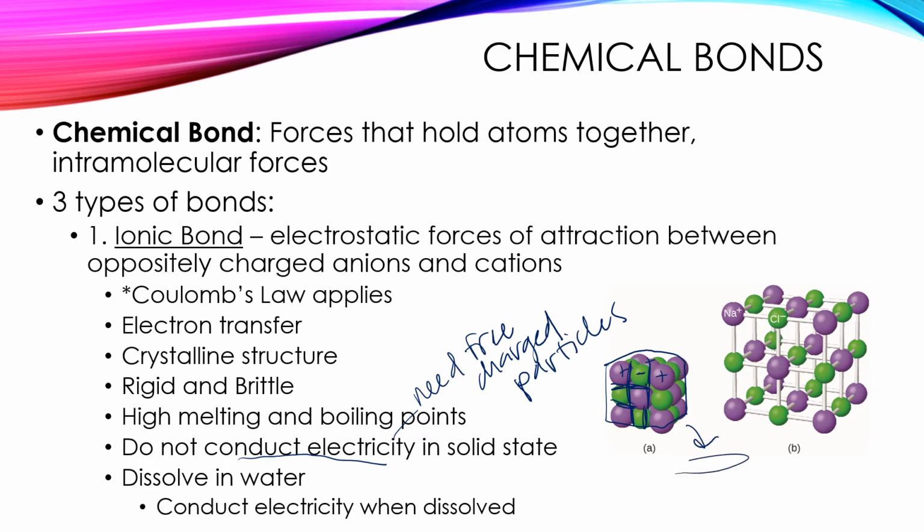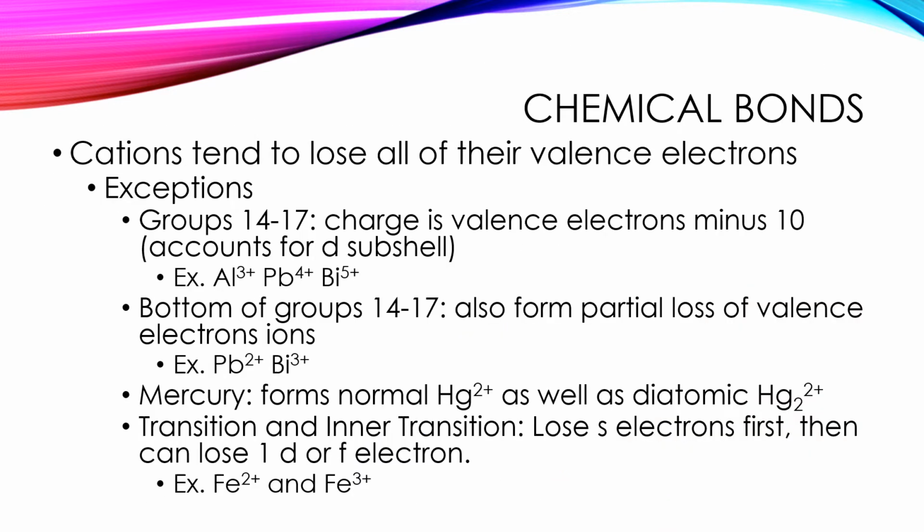However, if we put this into water, we know ionic compounds dissociate. Now we have free moving charged particles that can conduct electricity. So an important characteristic to know of ionic compounds is that they dissolve in water, and when they dissolve in water, they can conduct electricity, but they cannot conduct electricity as a solid. Some generalized rules for forming our ionic compounds: typically cations, so our metals forming positive ions, are going to lose all of their valence electrons. We're typically not going to have partial loss.